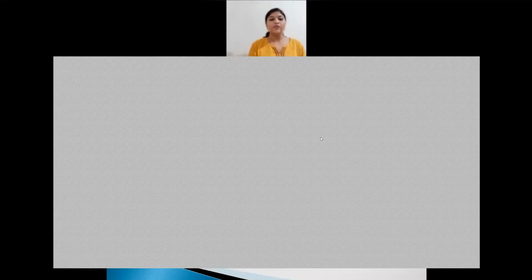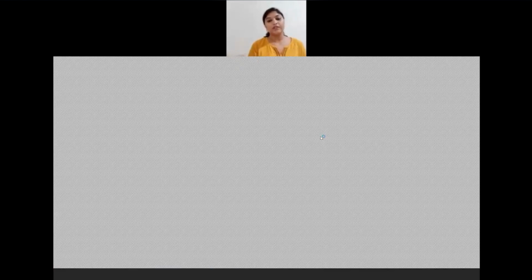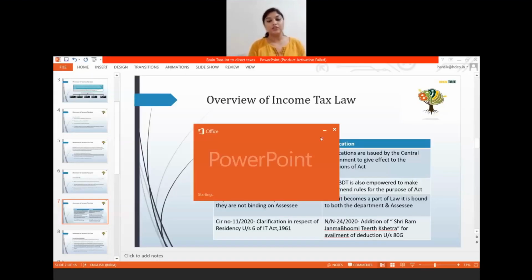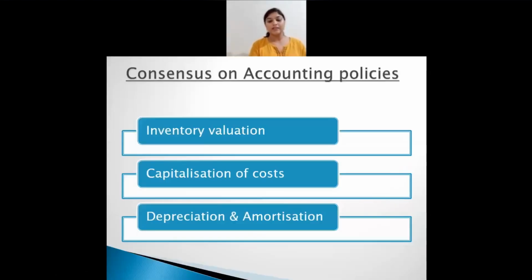So while following a particular accounting standard, you have to recognize what your requirement is, and it has to be in consensus with the existing industry.